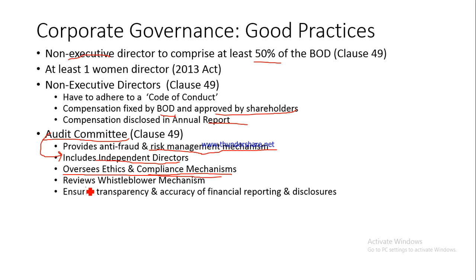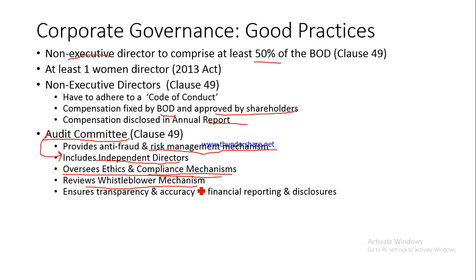Again, there is a whistleblower mechanism also. Now what do we mean by whistleblower? Whistleblower means when you see some wrong thing happening, you blow the whistle. You bring the wrongdoings to light. So this is called whistleblower mechanism, and there are people who do this. They are known as whistleblowers.